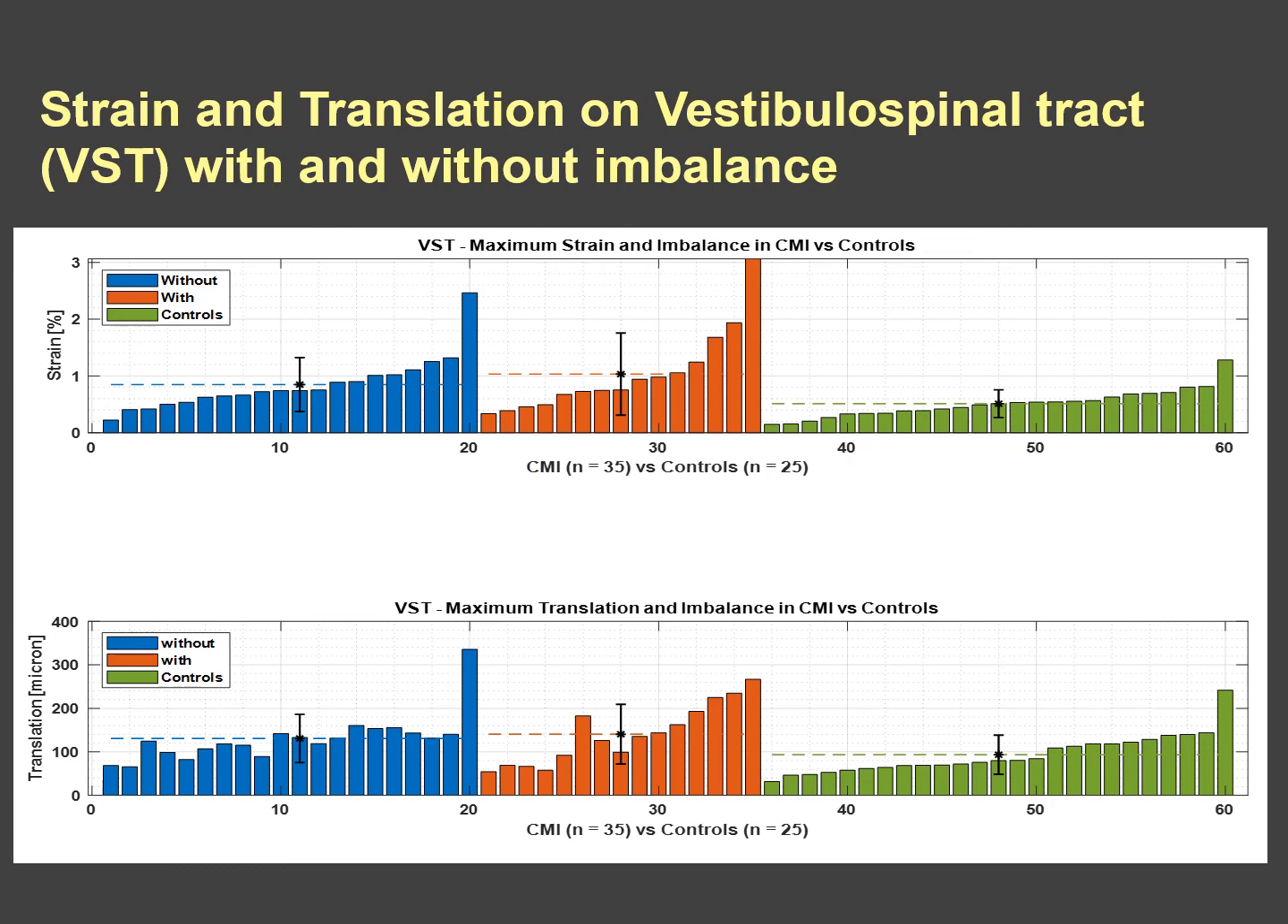And finally, the strain and translation for the vestibulospinal tract, the VST, with and without imbalance. Here you can definitely see that the strain is greater on the VST for both with and without imbalance compared to the green controls. Not quite as much difference in terms of translation, but there is not a statistical difference between strain with and without the imbalance.